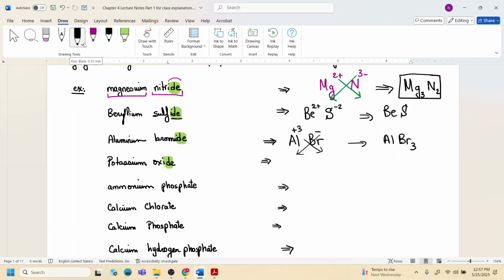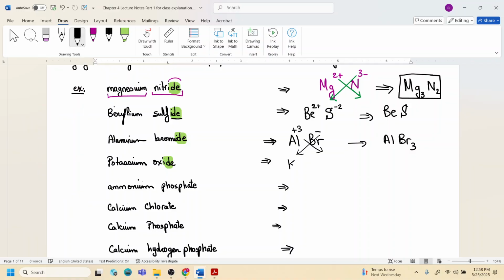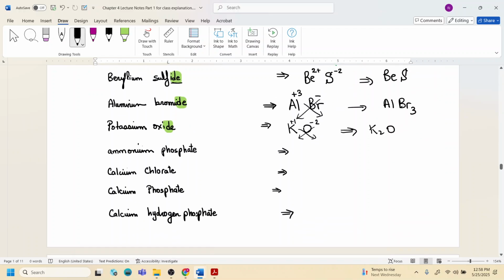It's not necessary. It is just one, but it is one type. Okay, so potassium oxide. This is K and this is O. The K is plus 1 and the O is negative 2. Cross the charges and that is going to be K2O. Now, let's have examples on polyatoms.